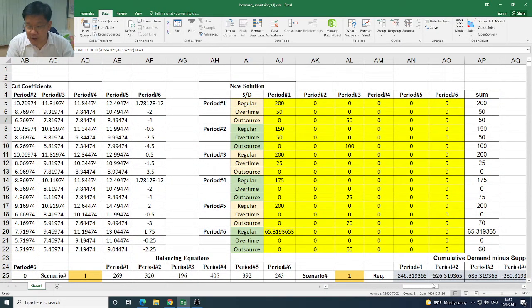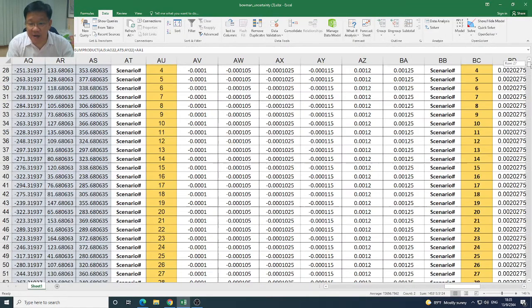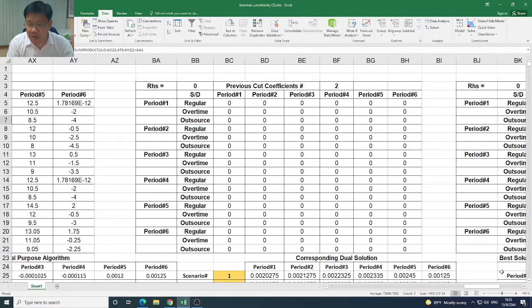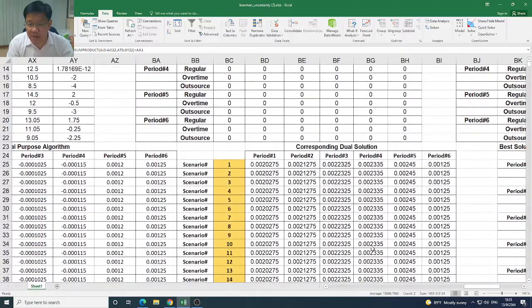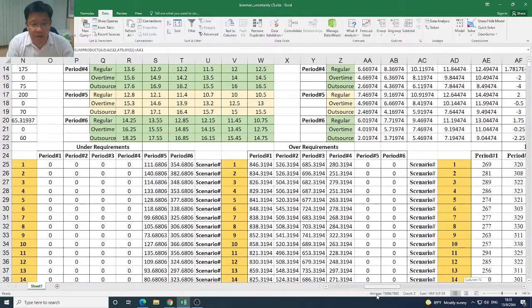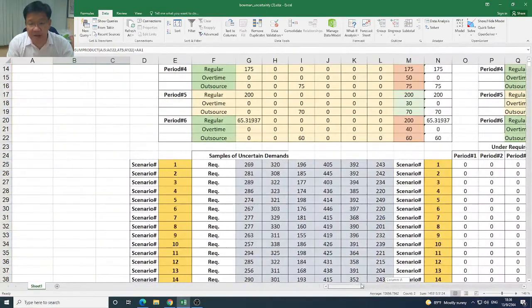Certainly it's all automatically updated, that now you are having here with the special purpose algorithm. You end up having the new corresponding dual solution, optimum dual solution, right here on this table. Why does it look like this? Because now there are some paths where you only have an under requirement in only period 5, period 4, but the first 4 periods become the over requirement based on this allocation.